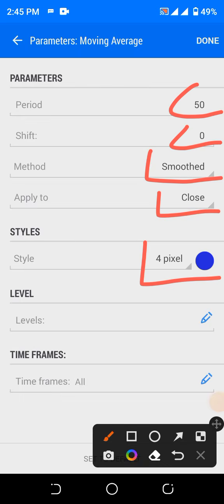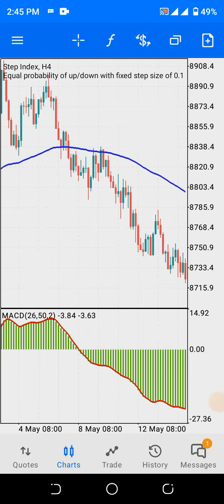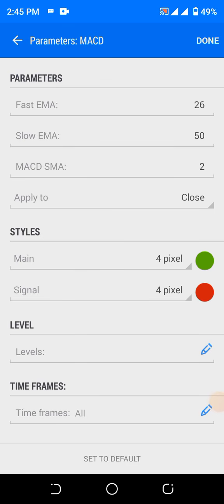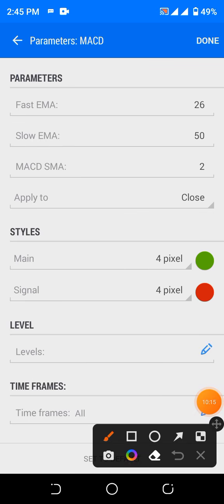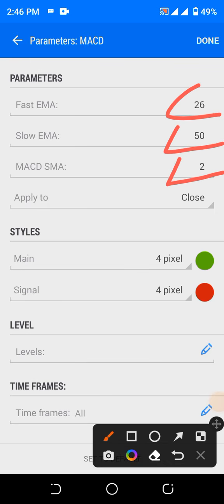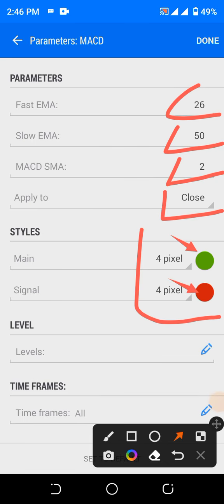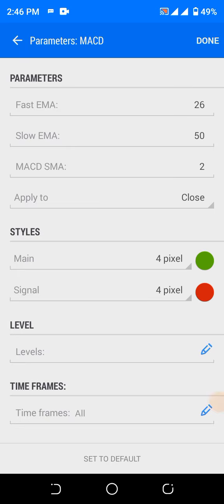All right, now the next one is MACD. Here are the parameters for the MACD indicator. The fast EMA is 26, slow EMA is 50, MACD SMA is 2, apply to close. Here is the style: main 4px, color green, signal 4px, color red. So that's all you need to do to set up the MACD indicator. Do you understand? So that's all you need.